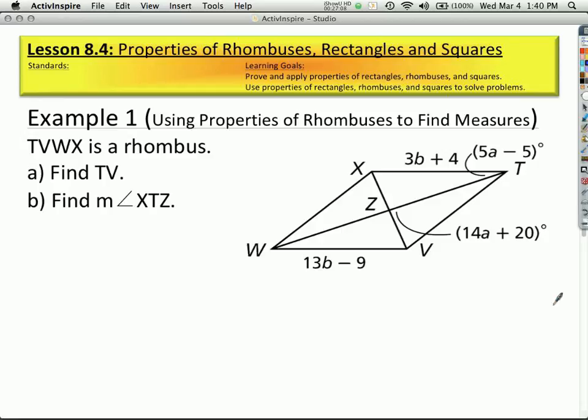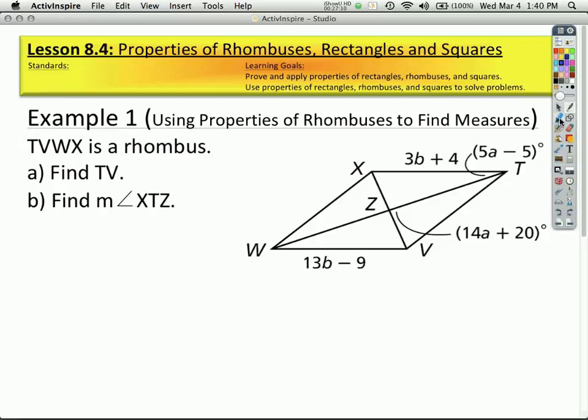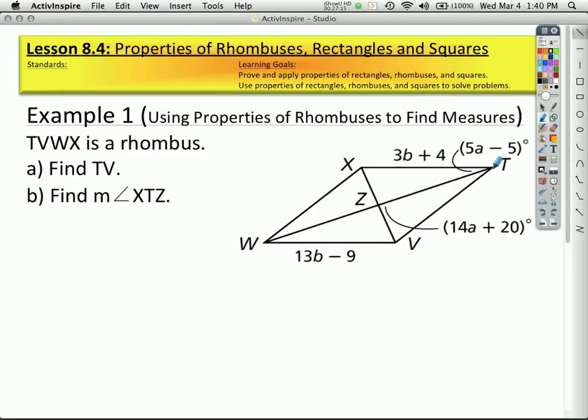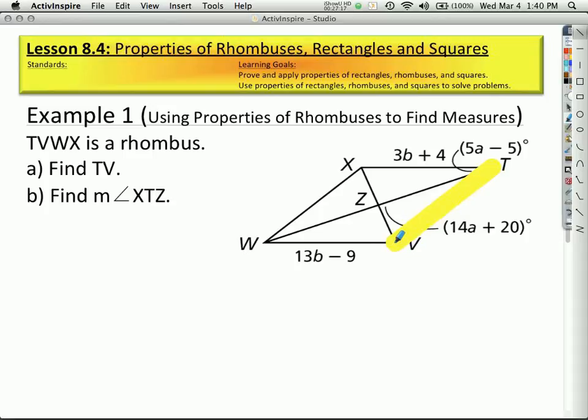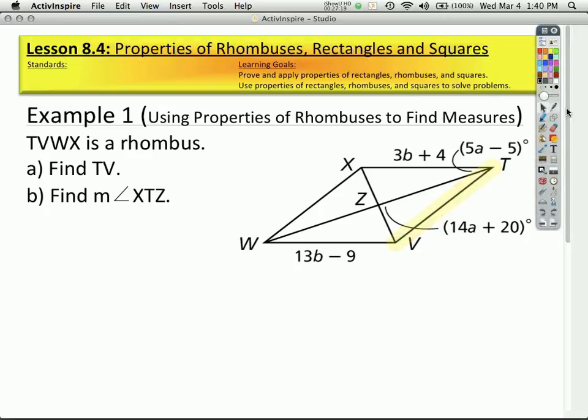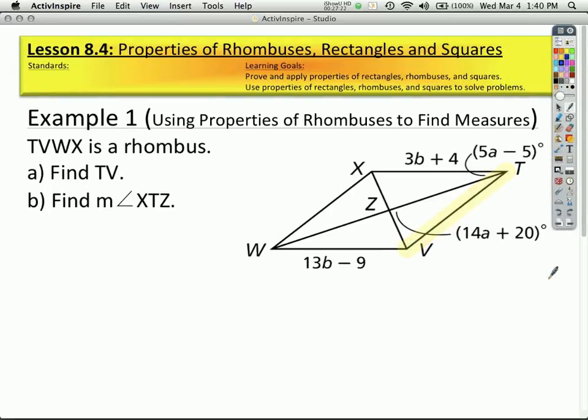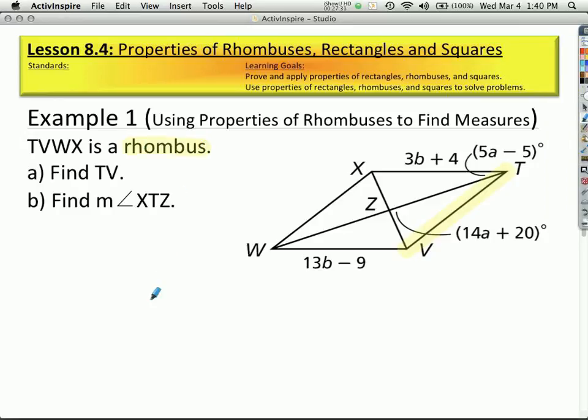So I have two questions for you. First question, I would like to find the measure of that side. I would like the measure of TV. We are told that this is a rhombus. So we may use any properties that are unique to a rhombus or any properties that are unique to a parallelogram to aid us in finding that distance.